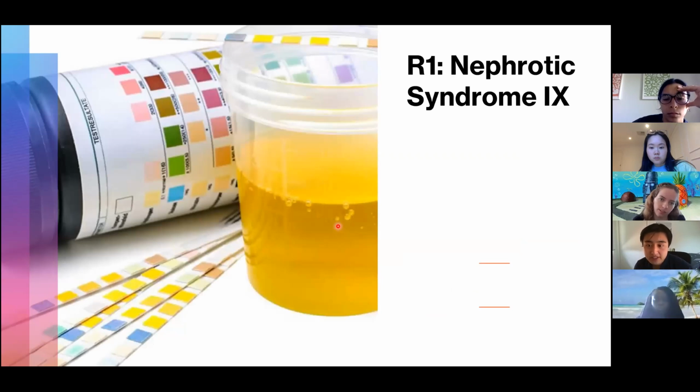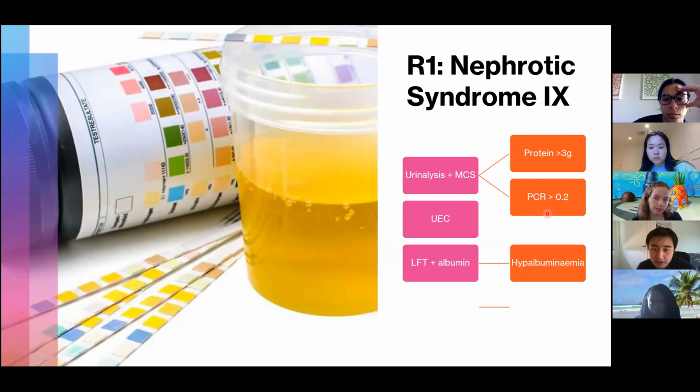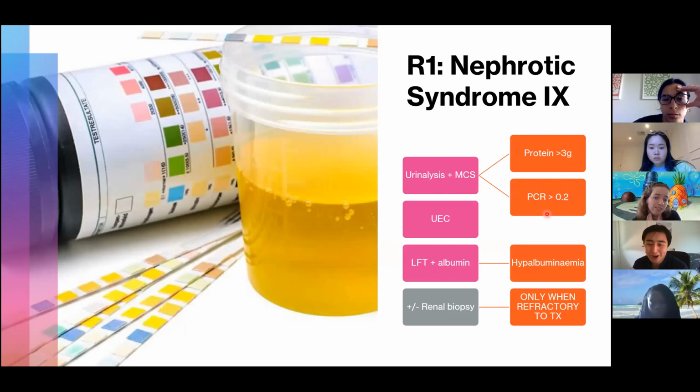To investigate nephrotic syndrome, you do your urine analysis and MCS. You're looking for protein greater than 3 grams per day and a protein creatinine ratio greater than 0.2. You also want to do your UEC. You want to do an LFT plus albumin, and you want to do, actually, you don't. Okay, so the renal biopsy, I'll put it in gray because it's a bit tricky.